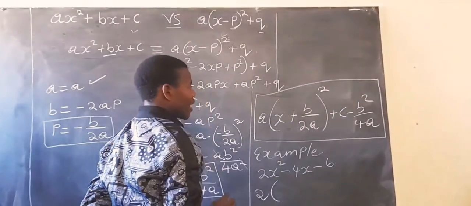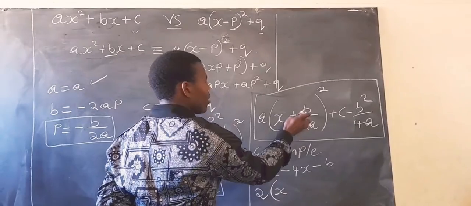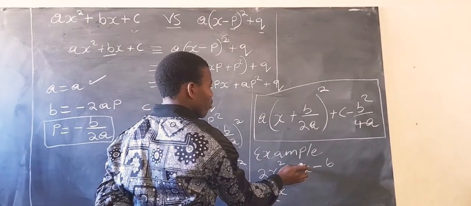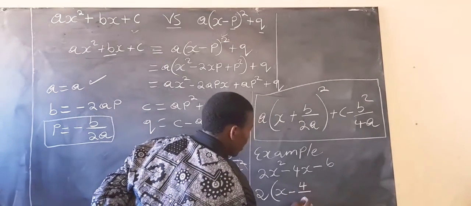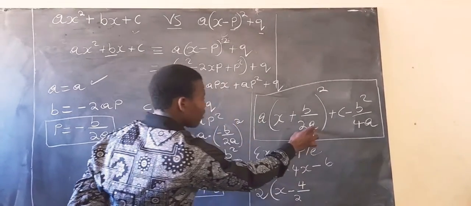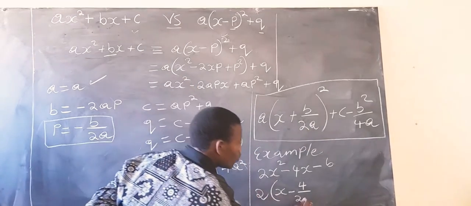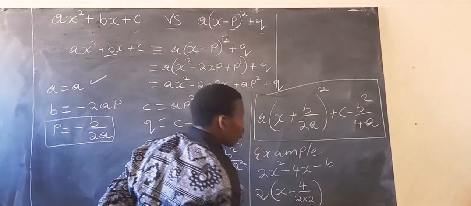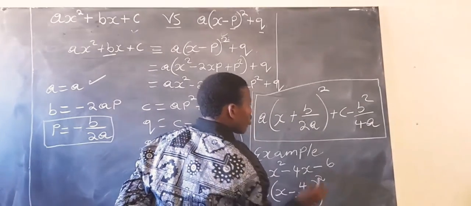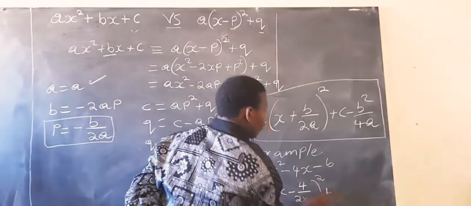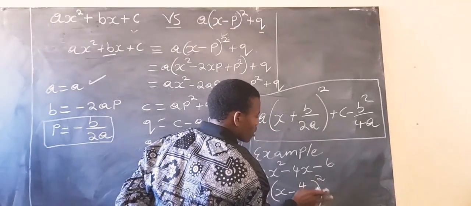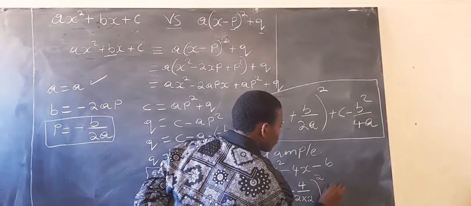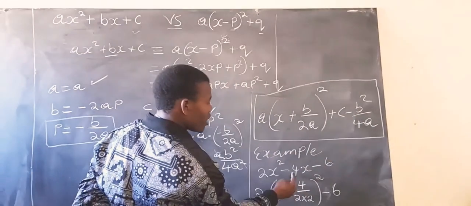Then you open brackets, so you have x. What is the value of b? The value of b is just negative 4. So we have negative 4 divided by 2 times a. What is the value of a? The value of a is just 2. So 2 times 2, then close brackets. So you have all squared, then plus. What is the value of c here? The value of c is negative 6. So instead of just saying plus, we just have negative 6. Then what is the value of b? The value of b is negative 4.